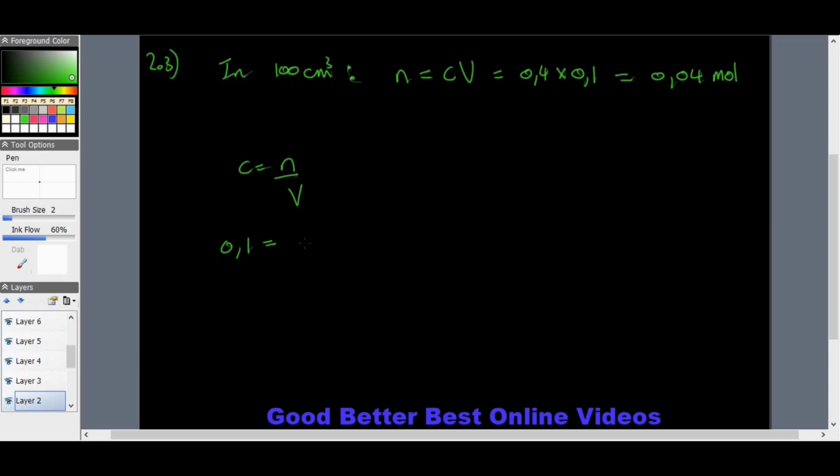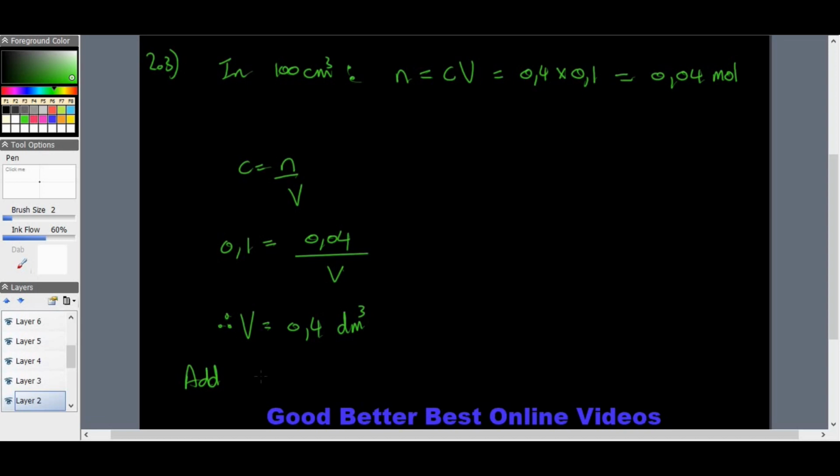So what we're looking for now is, if we got that concentration, what would the volume be in the beaker? So 0.04 divided by V, which is unknown, so we end up with 0.04 divided by 0.1. So the volume that we get there is equal to 0.4 decimeters cubed, which is about 400 cubic centimeters.